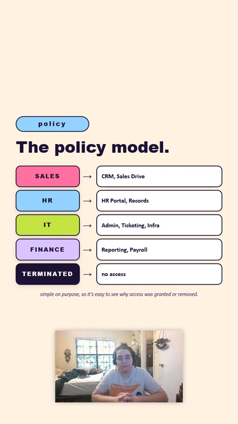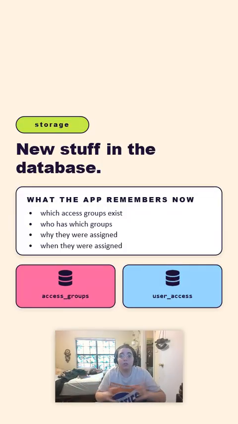So, for the app to actually use these rules and remember what it's done, it needs somewhere to store everything, right? That is where this new database table is going to come in, or tables, because there are two of them. So let's talk about that. Now, two new tables, and that is the whole storage upgrade. The first table lists every access group the system knows about, like sales tools or HR tools. And the second table keeps track of which person currently has which groups. So if you wanted to ask the database who has finance access right now, the second table is where that answer lives. What makes these tables genuinely useful, though, is the timestamp on every row.